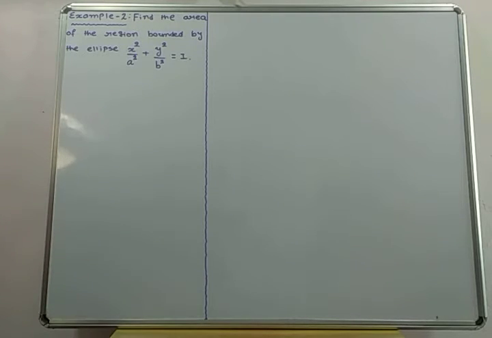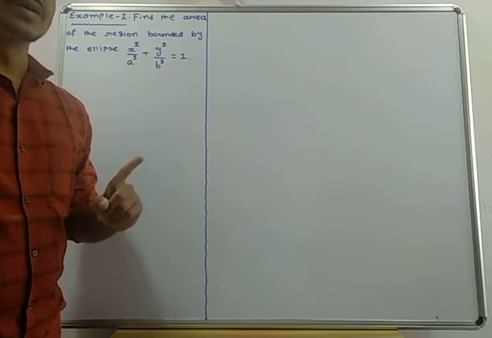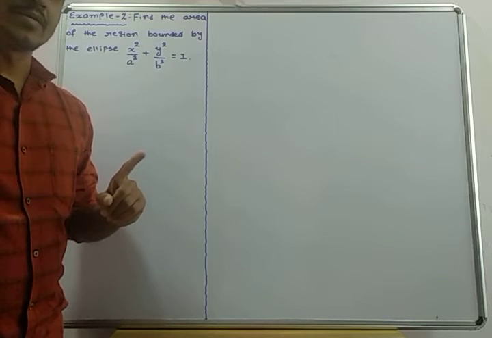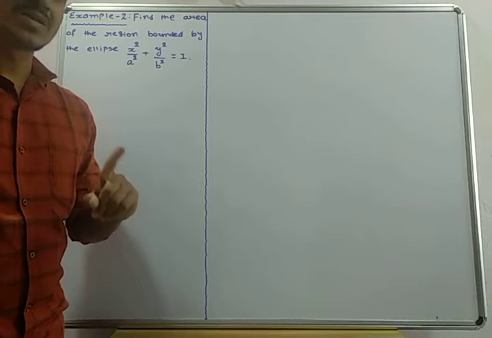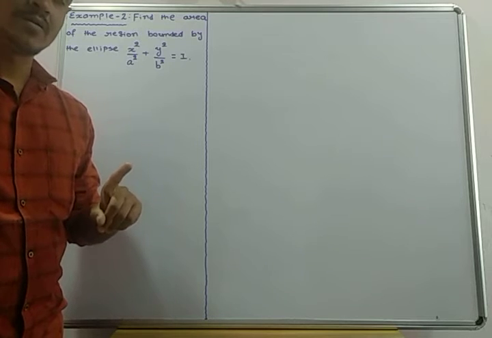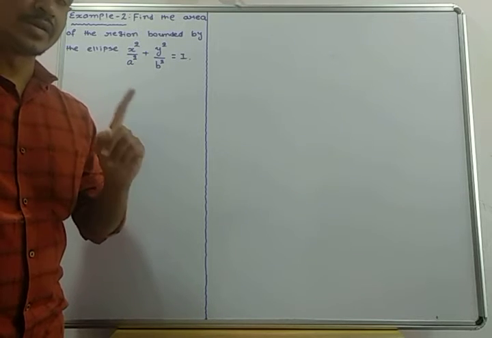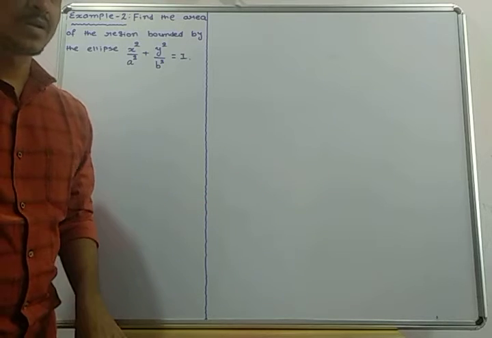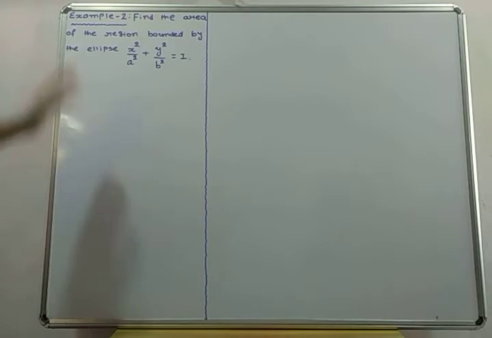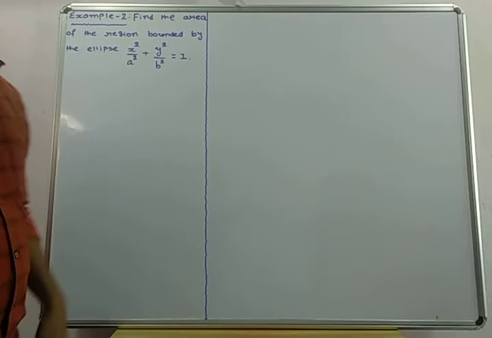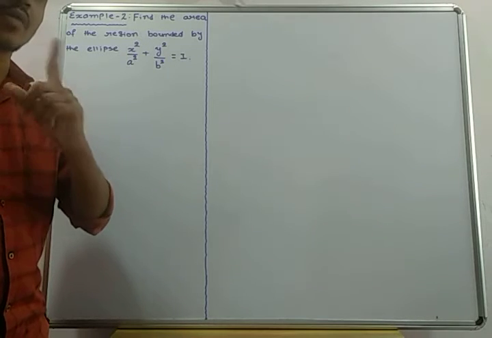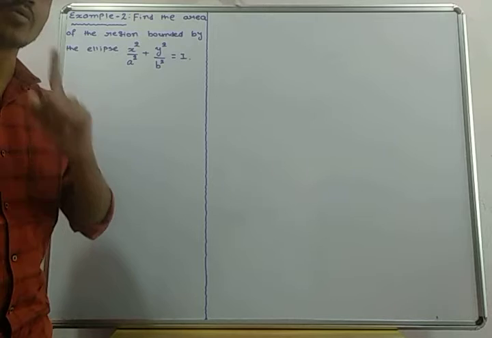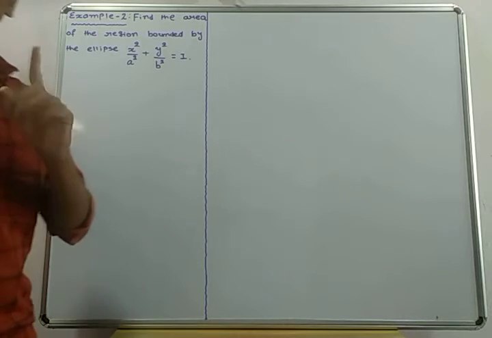So our example number 3 and 1 to 8.1 exercise question number 1 to 3 and then 11 and 13. These sums are all over. So now let's continue with example number 2. Our example number 3 and 1 are also over. Example number 1 was about the circle, the area enclosed by the circle.